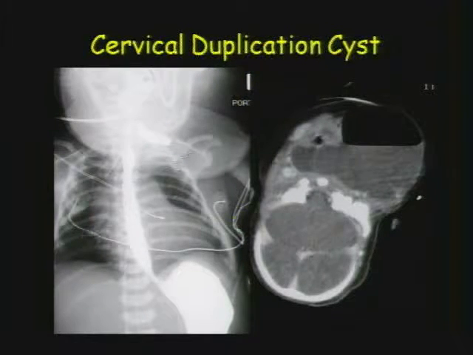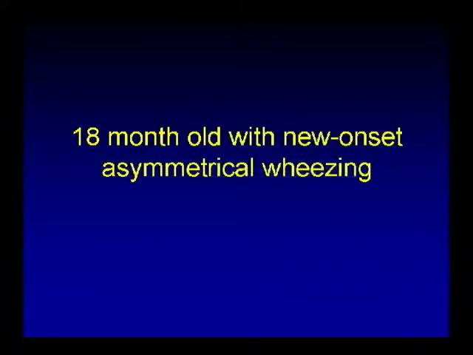Here's another patient that has a cervical duplication cyst. You can see the large, at least partially air-filled mass at the left side of the neck, and when we're giving this patient some contrast to swallow, we can see the communication with the proximal cervical esophagus. Here's a lesion on CT with a big air fluid level in it.